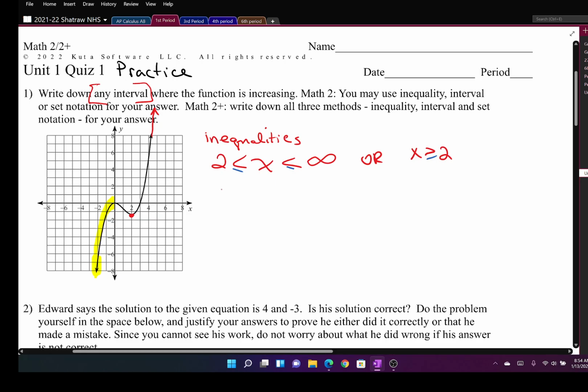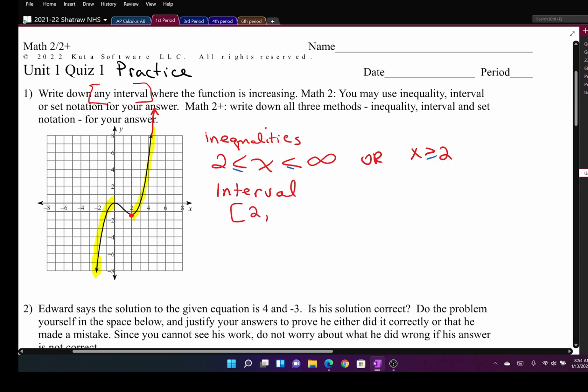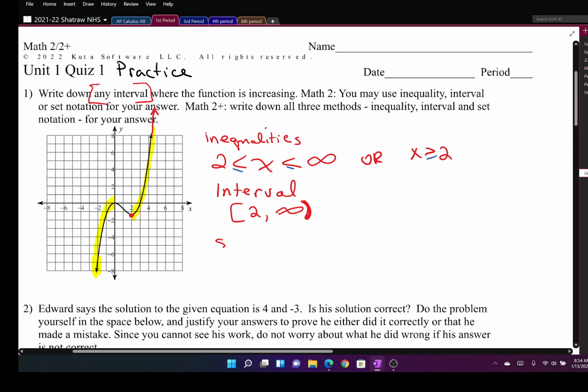All right, so that was my inequality. Then in my interval notation, I would say that I am writing down an interval where it is definitely increasing. And I could say going from 2 up to infinity. Right here, though, try to be careful and always make that one soft, just because you're never allowed to get to infinity. And then for the last one, it's called set notation. Check it out: the set of all x such that x is greater than or equal to 2 is an example of my set notation.